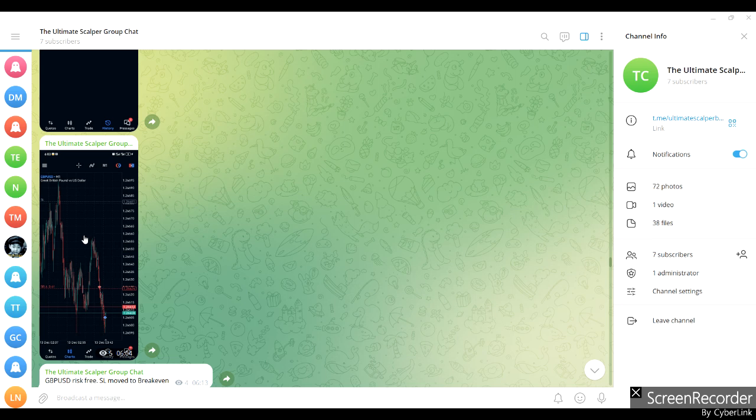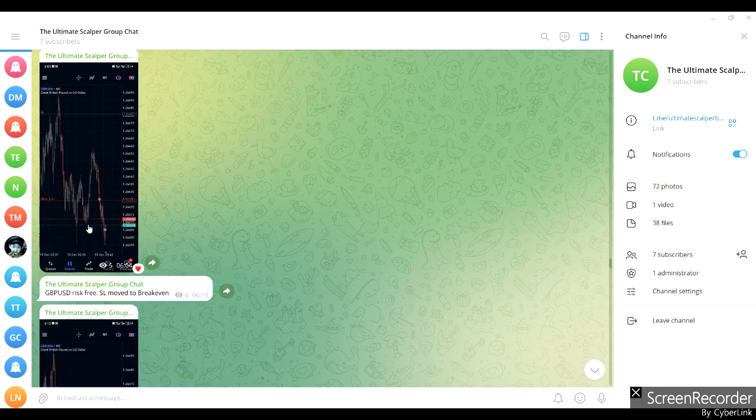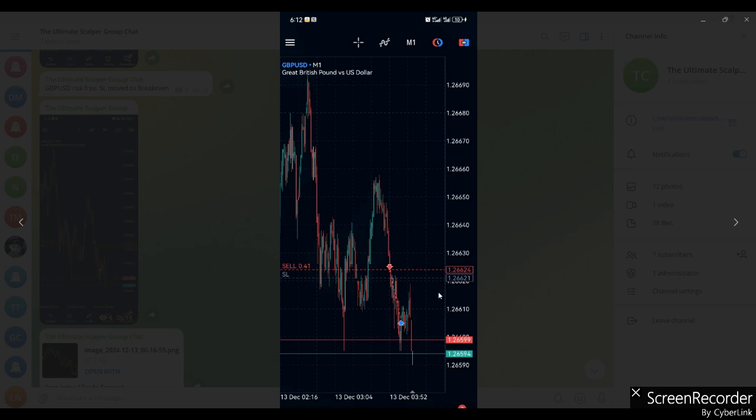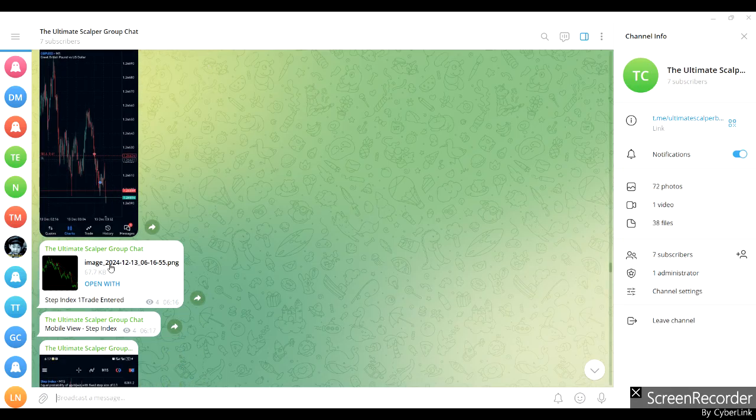and then we moved, on GBP USD, on the second entry, we moved our stop loss to below the entry to avoid the risk.